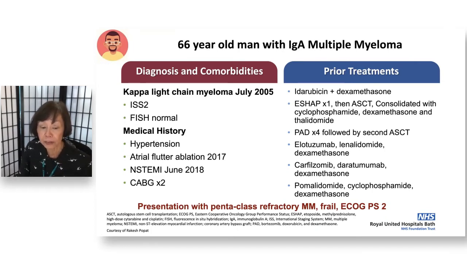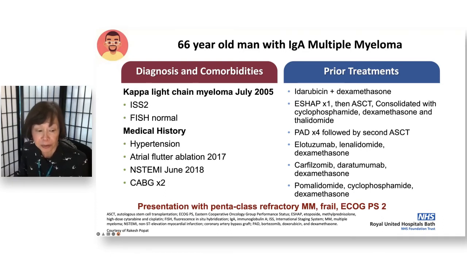So here you have a patient with penta-class refractory myeloma, who by this time is quite frail, because through this whole history and relapsing, the patient had actually undergone some cardiac events, had an ablation, had a non-STEMI, and then had cardiac bypass ×2.